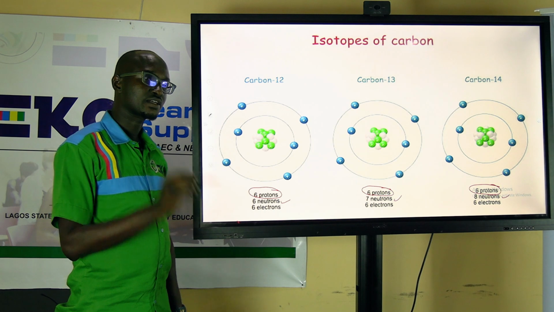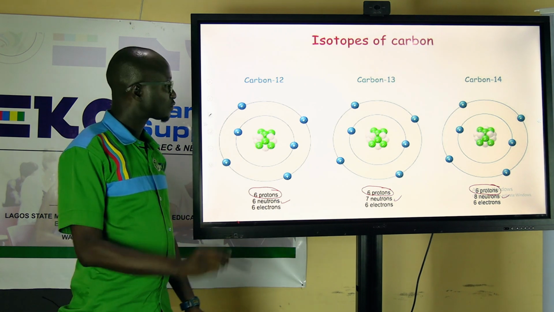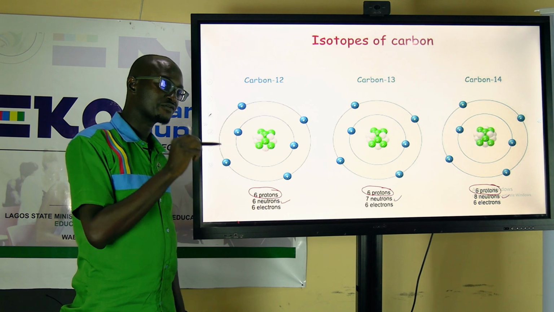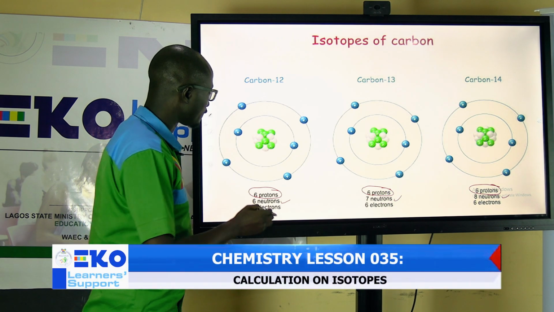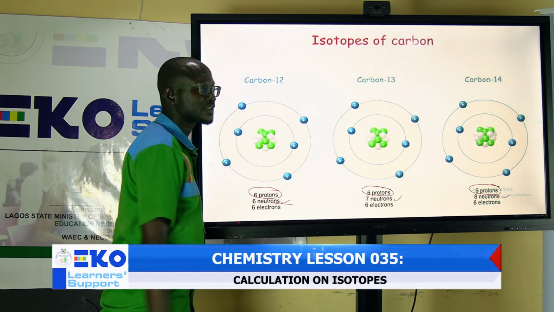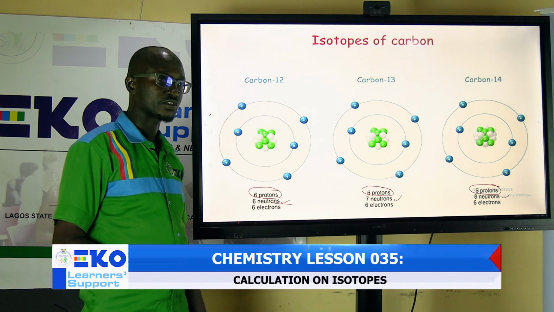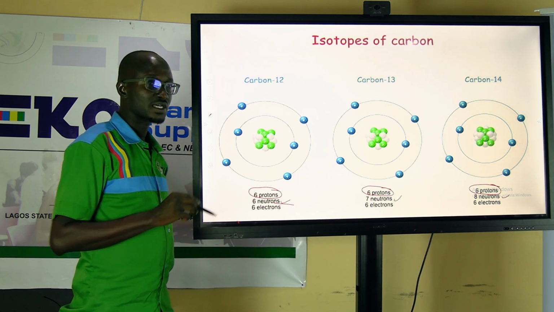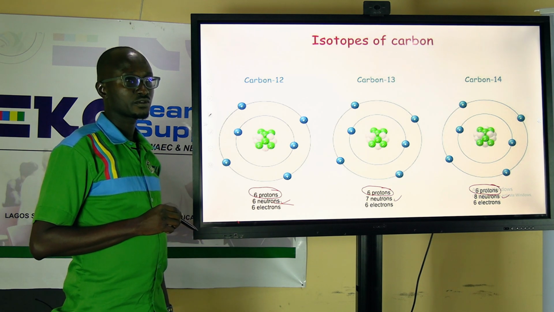So please, students, take note of that fact. The reason why isotopes have different mass numbers is because of the difference in the number of neutrons. It's neutrons that cause a difference in the mass number. Take note, that's an examination question.